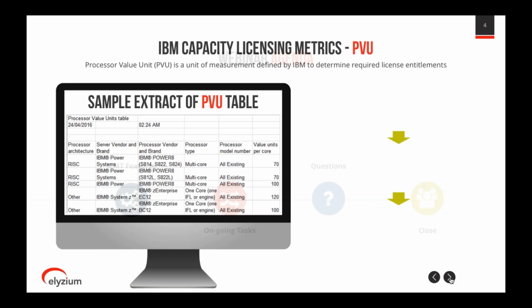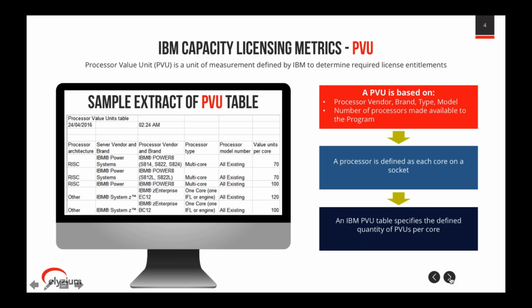So IBM License Metric Tool is essentially used to track PVU. PVU is a processor value unit, and the way IBM works out how many PVUs there are per core depends on the processor vendor, the brand, the type, the model, and also the number of processors. And that's the majority of IBM licensing. There are other licensing metrics as well, but ILMT was predominantly designed to measure PVU usage in your environment.